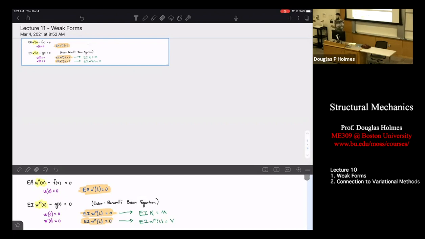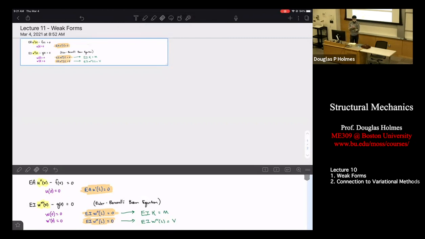How are we doing? Is this sound all right? Which one was this? This was homework 3.